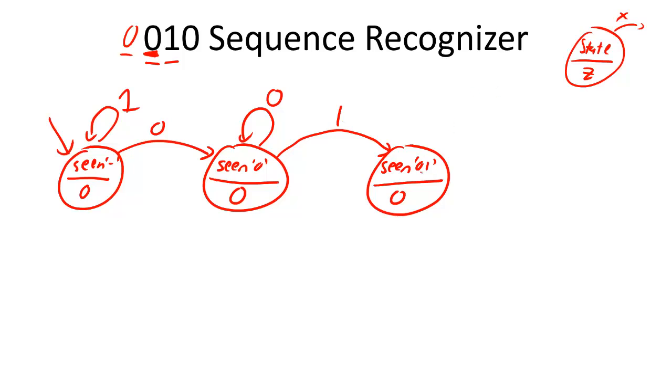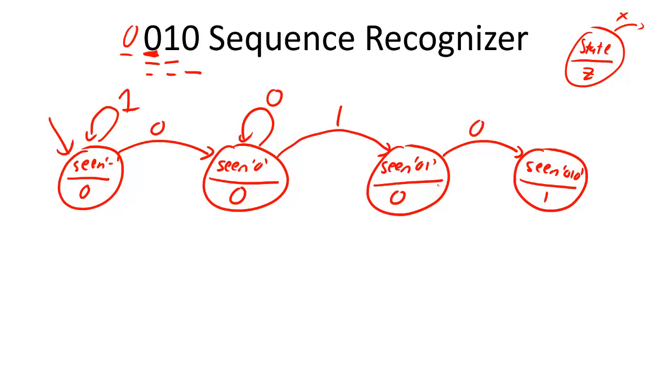For my seen 0, 1 state, if I see a 0, I have now seen my full sequence, and I'll go to my seen 0, 1, 0 state, and I'll output a 1. And that was if I see a 0.